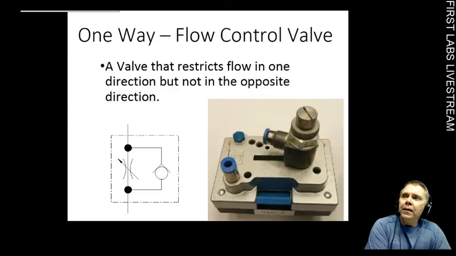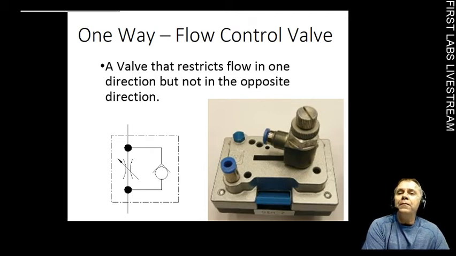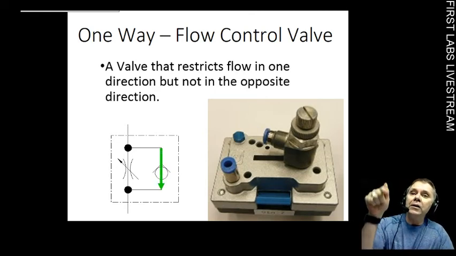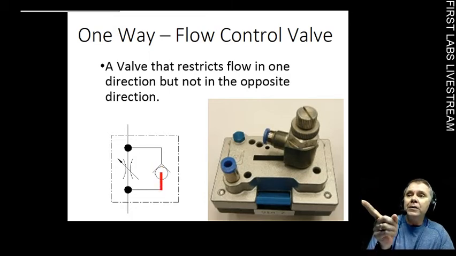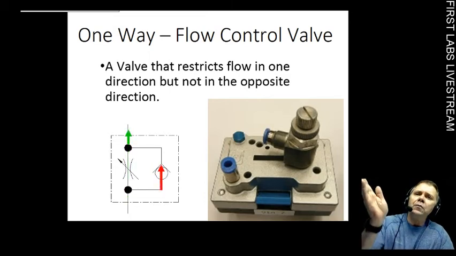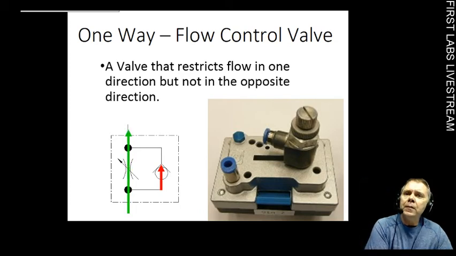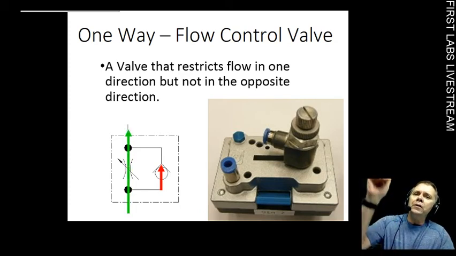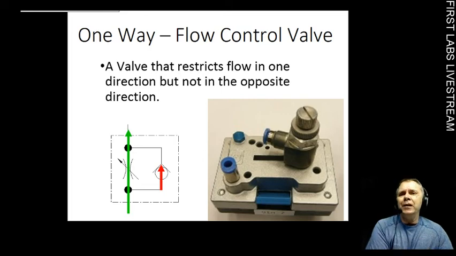You can put a check valve and a flow control valve together in one unit, and it becomes a one-way flow control. Now in this particular circuit, the air will flow easily in the green direction. It'll flow easily downwards. But if you try to go the opposite direction, you can see the air is blocked and can only squeeze through the venturi. So in one direction, there's restriction. In the other direction, it flows easily.